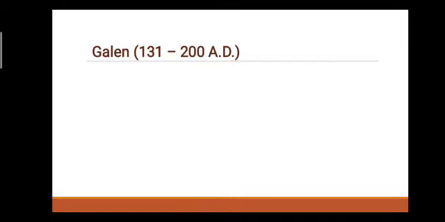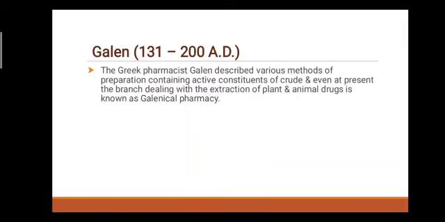Galen, 131 to 200 AD. The Greek pharmacist Galen described various methods of preparation containing active constituents of crude drugs, and even at present the branch dealing with the extraction of plant and animal drugs is known as Galenical Pharmacy. Galenicals prepared are decoction and infusion.